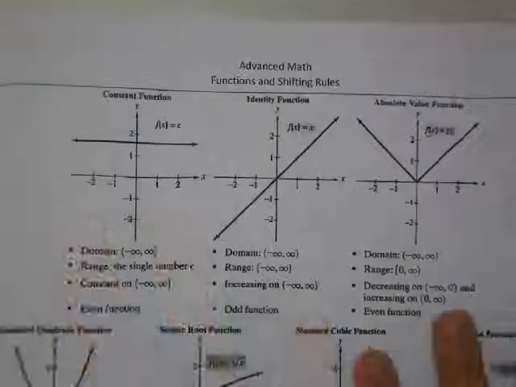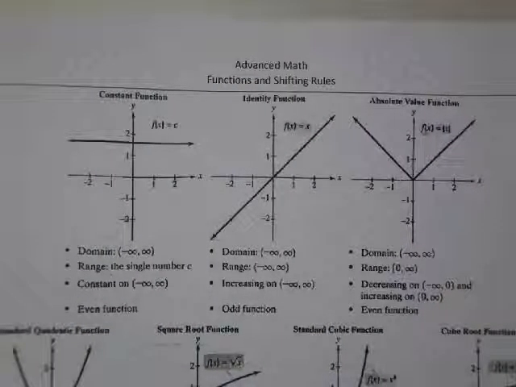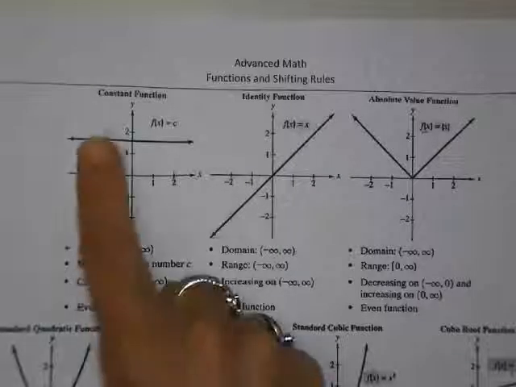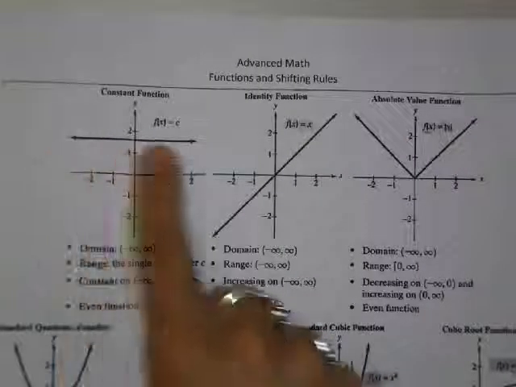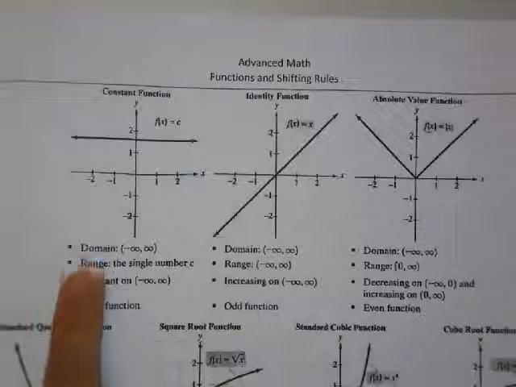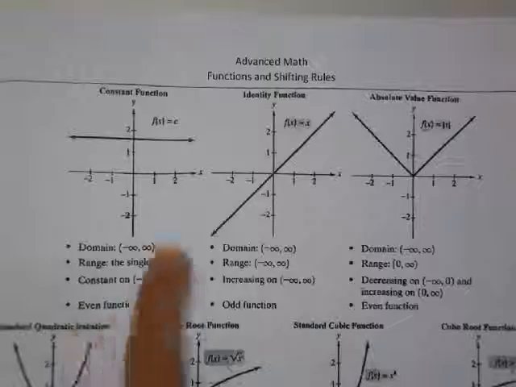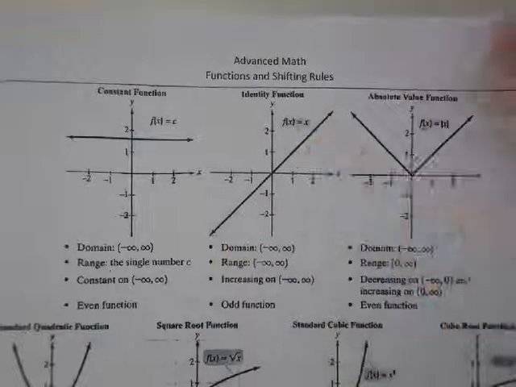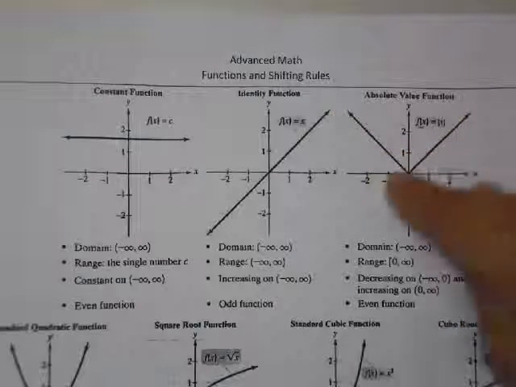Alright, so today we're going to talk about some basic functions and their shifting rules. Nice review of Algebra 2, so let's go ahead and talk about it. First thing, a constant function never changes, it remains constant the entire time. It gives you the domain, the range, and you can look at whether it's an even or an odd function. Alright, a linear function, an absolute value function.